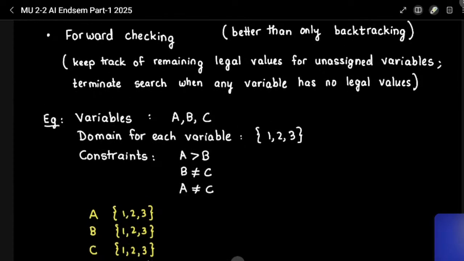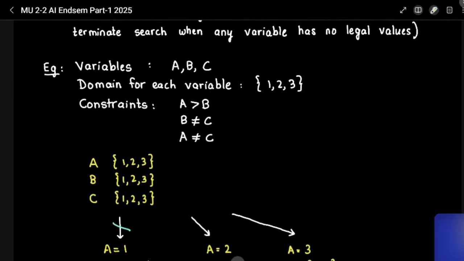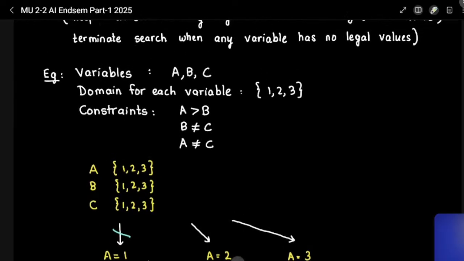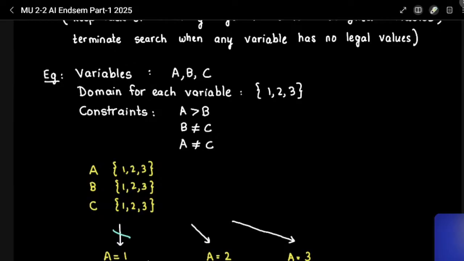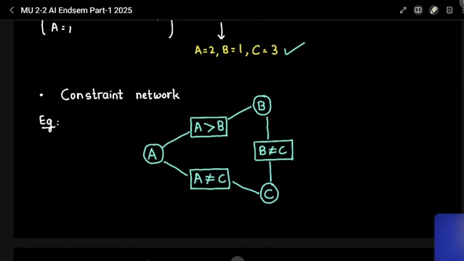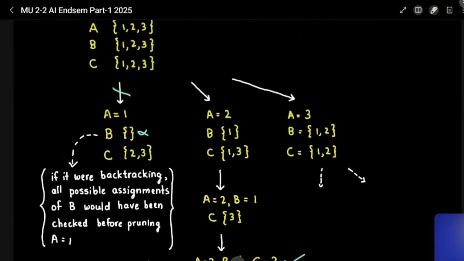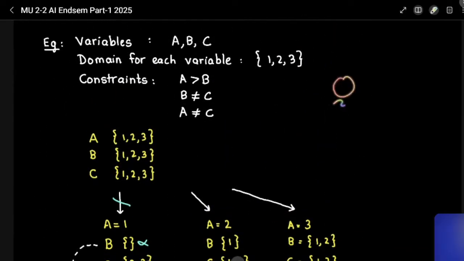So what you do is you begin with all the variables and their domains. So A's domain is 1, 2, 3, B's domain is 1, 2, 3, C's domain is 1, 2, 3. Now you assign a value to one of the variables. So let's pick A. If you draw the constraint graph here, it will look something like this. You have A, B and C. This will be the constraint graph.